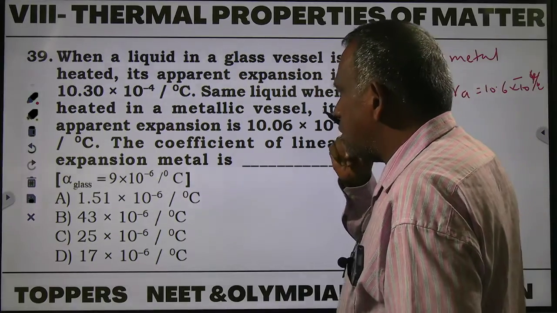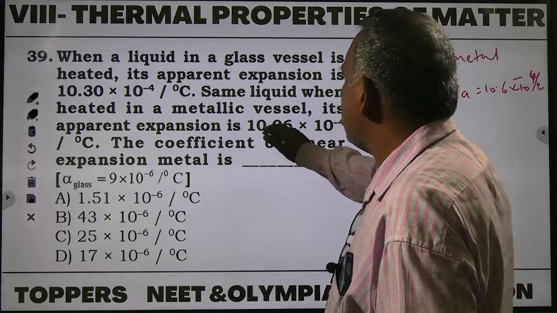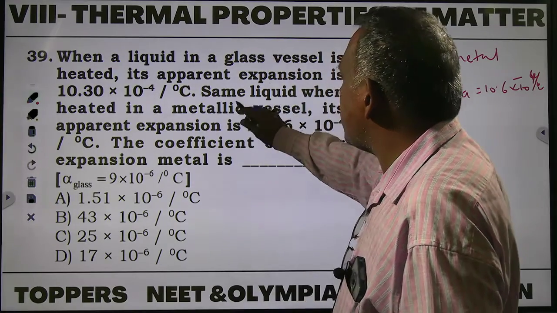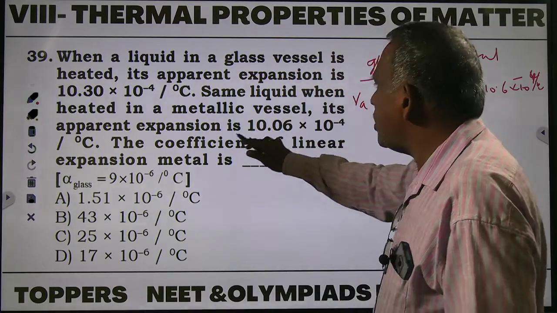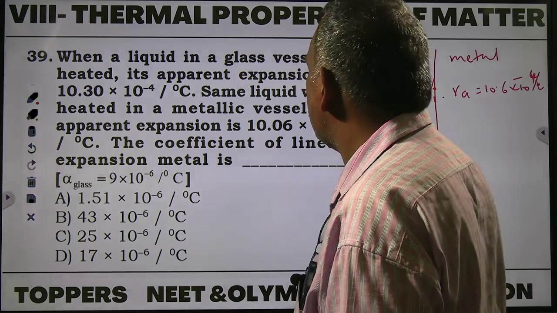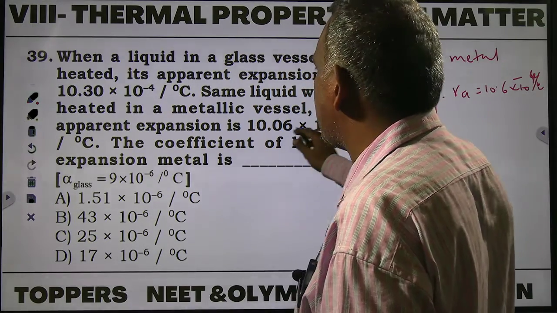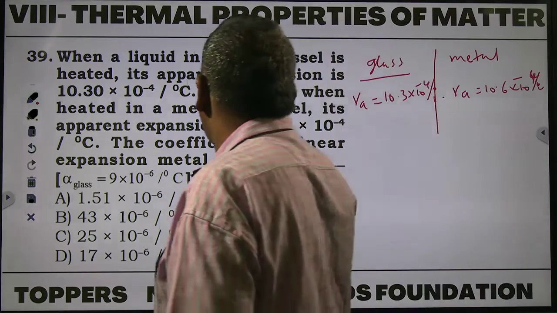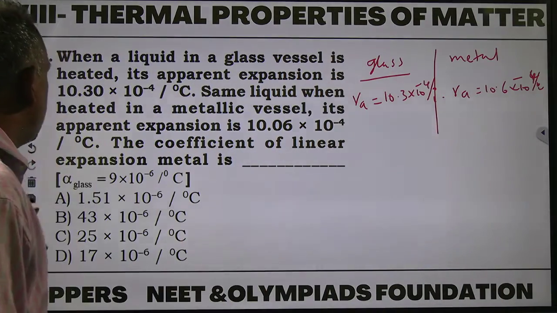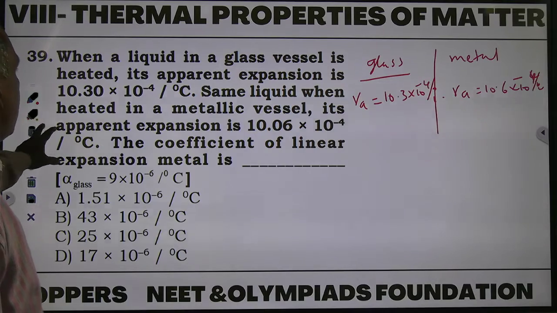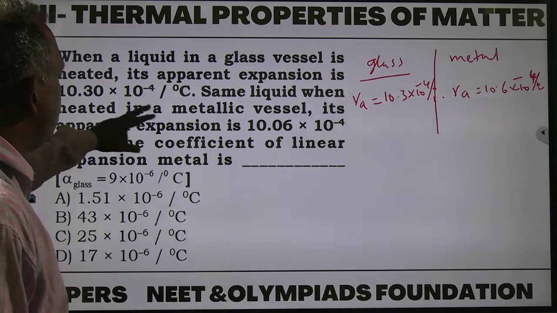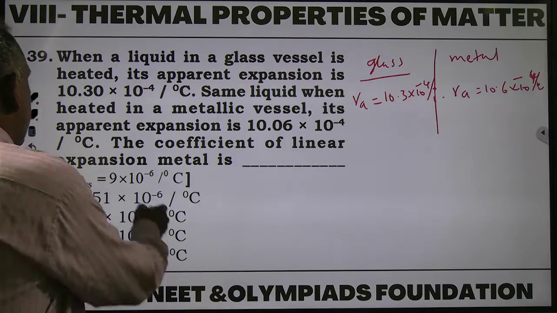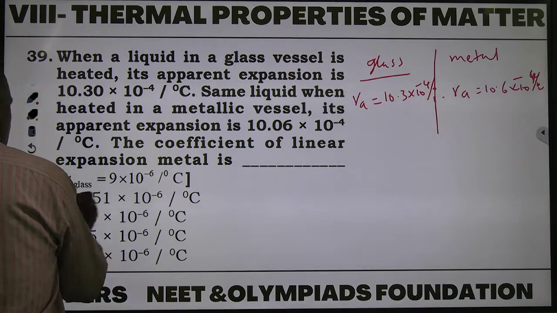Now, the coefficient of linear expansion of the glass: what is it? For the same liquid in the metallic vessel, we need the coefficient of linear expansion of the metal, but the data for glass is supposed to be given. The glass data is missing here, so if you observe, the linear expansion of the glass is given.